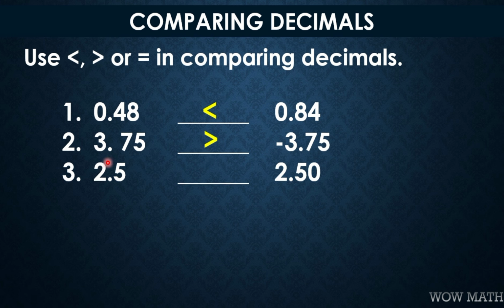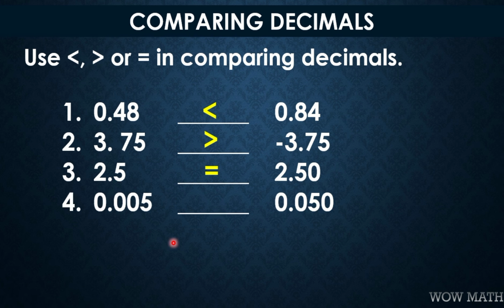Okay? Next, I have 2.5 and 2.50. So, which one is bigger or lesser? They are equal. Why? Since ang 0 natin ay nasa dulo. So, kapag nasa dulo ang 0 natin, there is no value na yan. So, kagaya nito, may 0 man siya o wala, wala namang value yan. That's why they are equal. So, 2.5 is equal to 2.50.